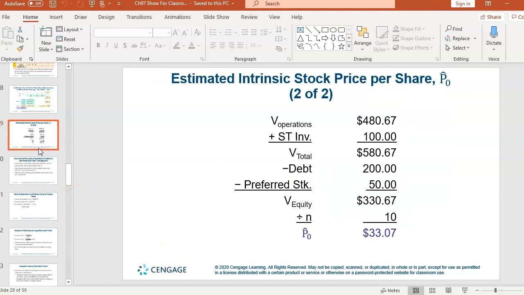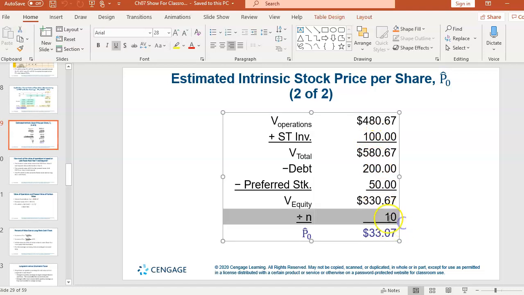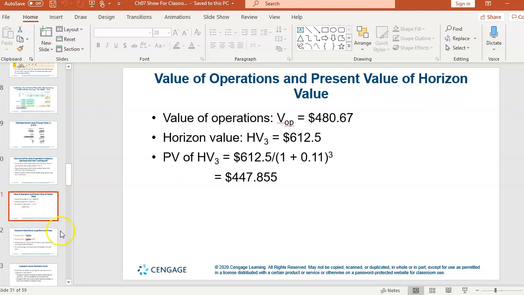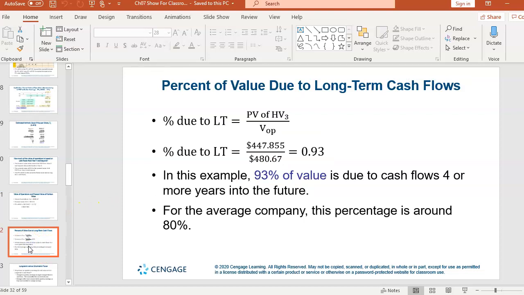I then go through that same exercise I did before. I add the short-term investment, subtract the debt, subtract the preferred stock, and divide by the number of shares, and I get a price of 33.07. So it's more challenging, right? There were more steps to do there, but it's still doable. The constant growth formula is way simpler, and the non-constant growth is obviously more challenging. So just be aware. They're just showing how that all worked out, giving us a few more details about that.